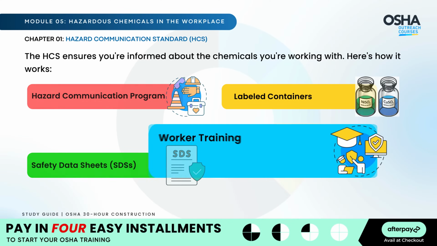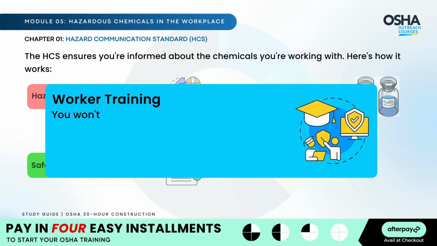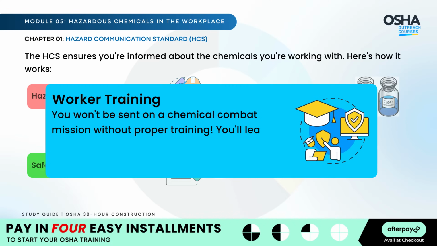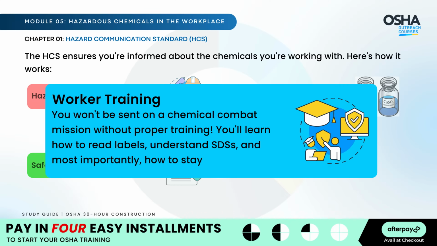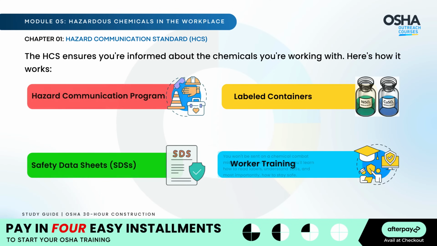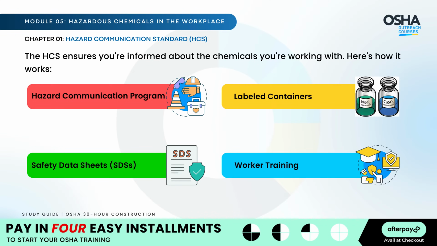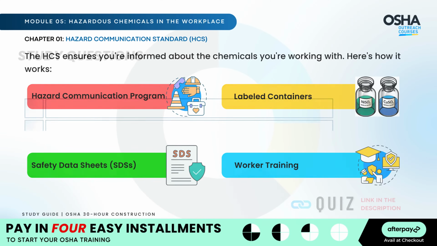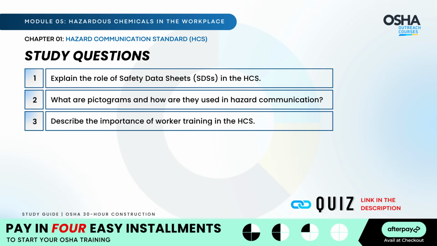Most important, worker training. You won't be sent on a chemical combat mission without proper training. You'll learn how to read labels, understand SDSs, and most importantly, how to stay safe. This plan ensures you have all the info you need to stay safe. Now test your knowledge.